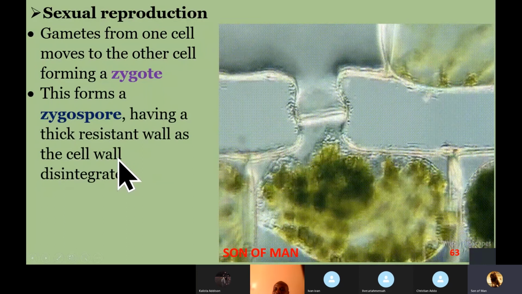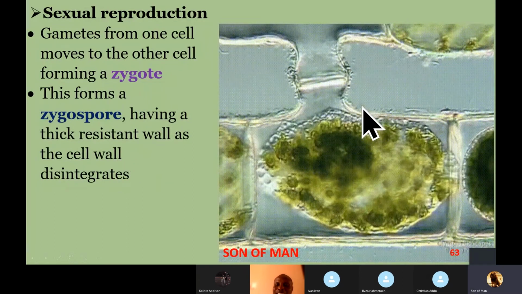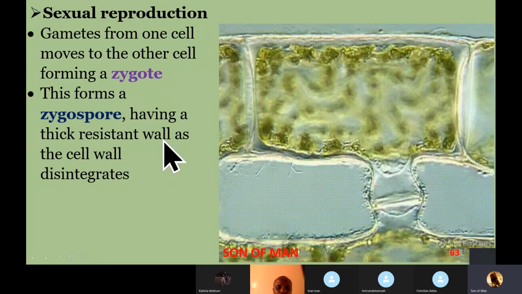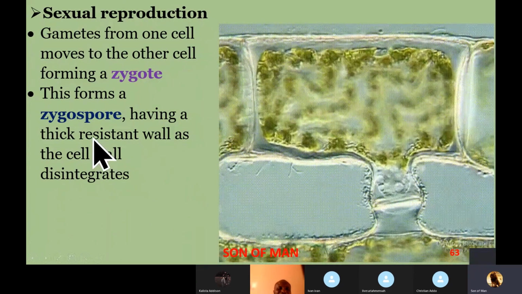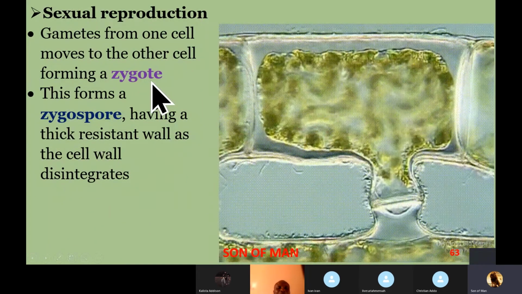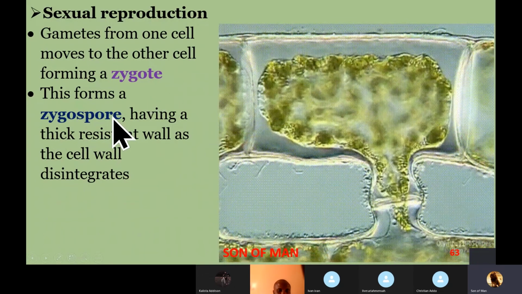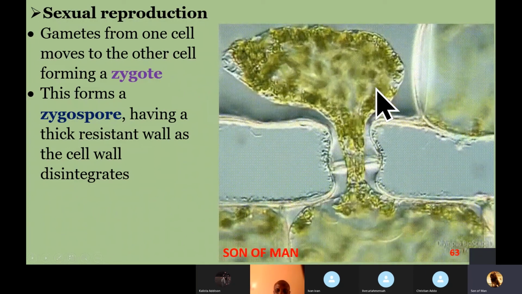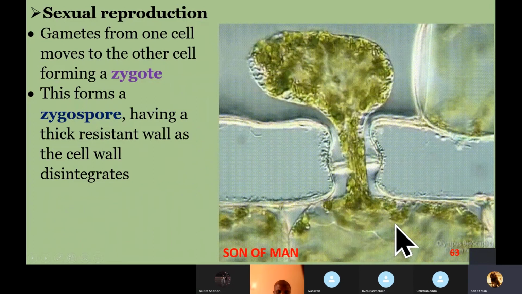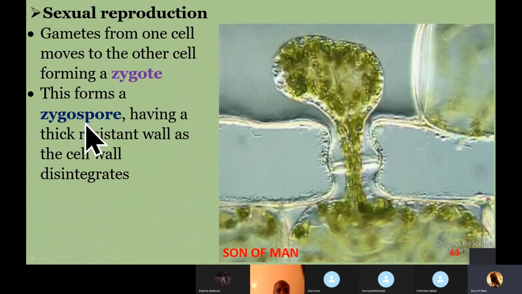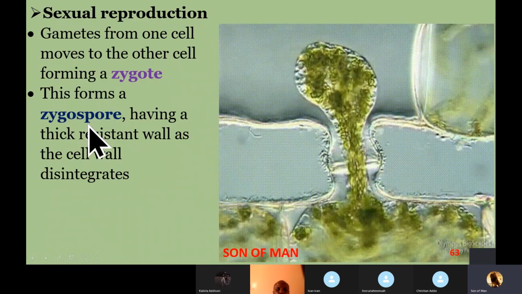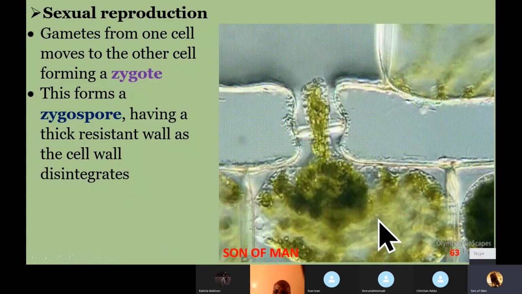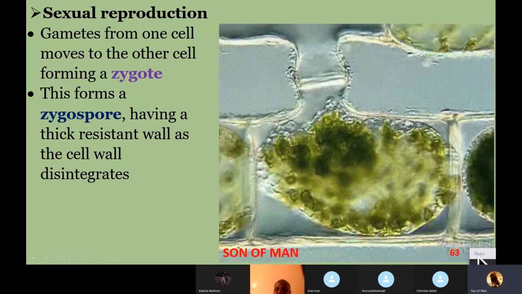Now, after this zygote has been formed, the plus will have a very thick resistant wall surrounding it. And that will lead to the formation of a zygote spore called zygospore. So when we have the mass of the minus moving into the plus, it is going to form a zygospore. And the zygospore is a result of a thick wall around the plus cell, which did receive the content.